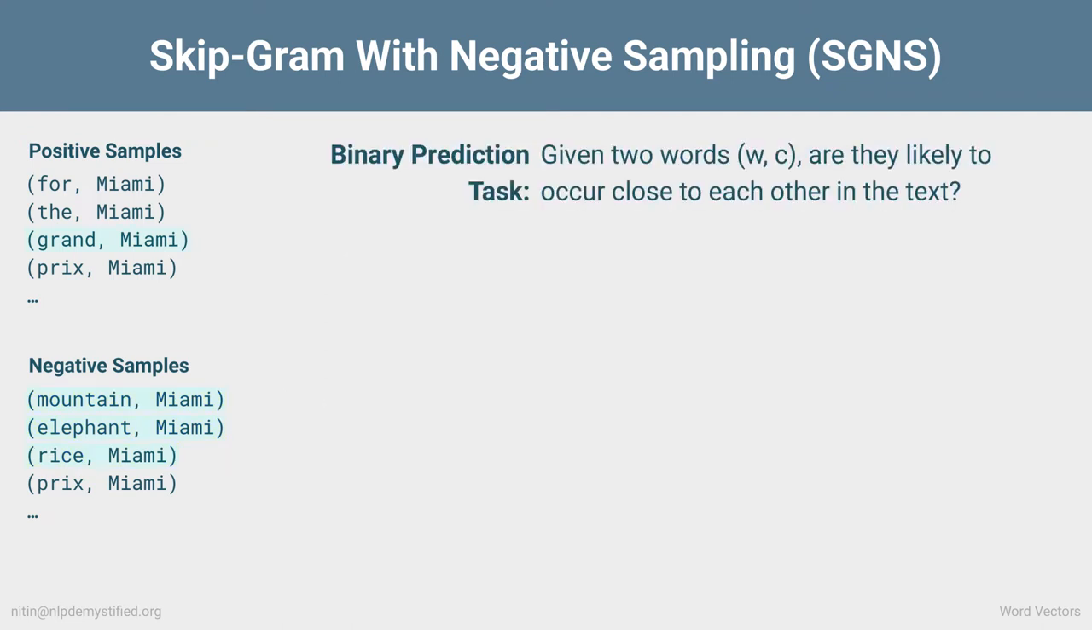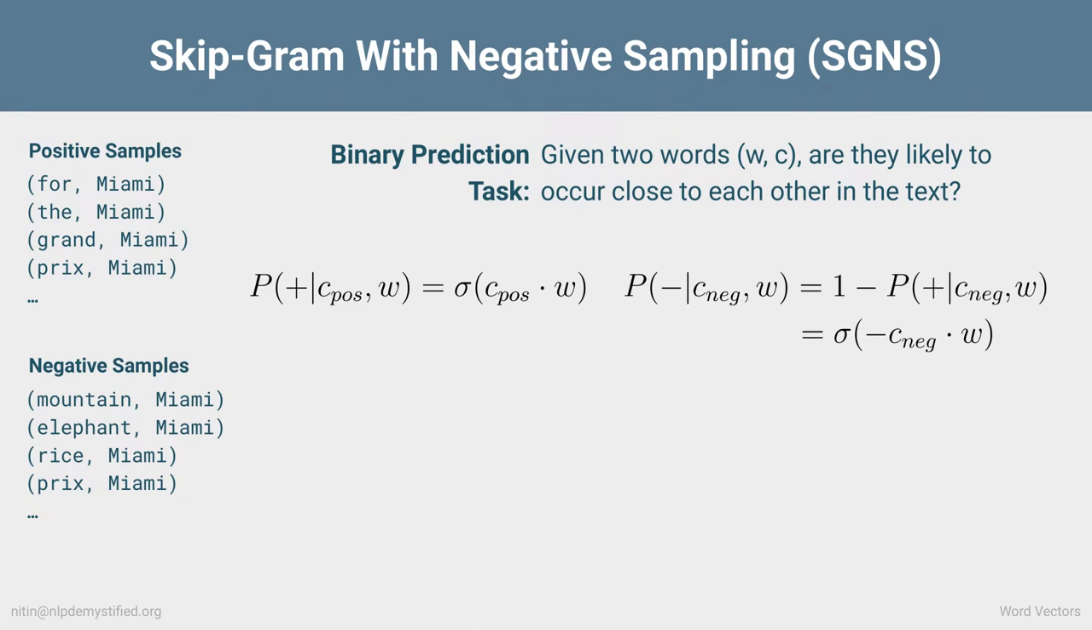Going back to our binary prediction task, given two words, are they likely to occur close to each other in the text? The probability of a positive sample given a positive context word and a target word looks like this. Remember that similarity is measured by dot product, so we'll dot product the context word and target word. And since we're looking at probability, this gets wrapped in a sigmoid, which we covered in the neural network modules.